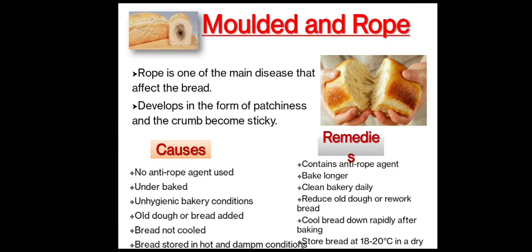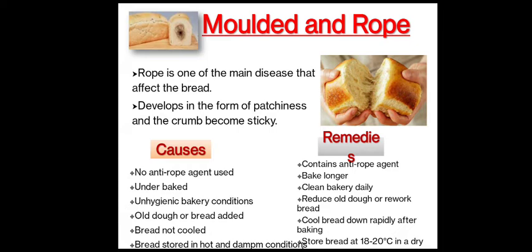Next fault is mold and rope. Rope is one of the main diseases that affect the bread, develops in the form of patchiness and the crumb becomes sticky.